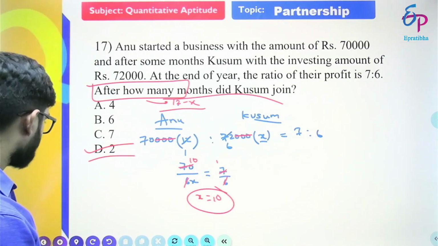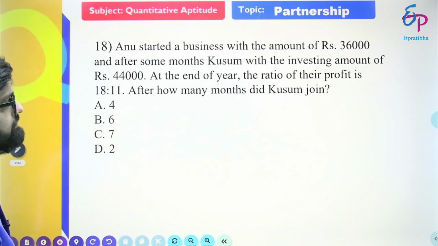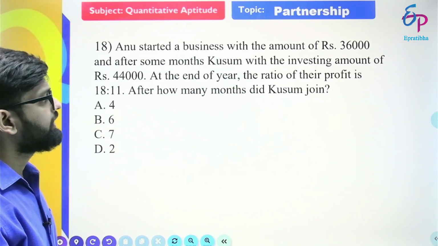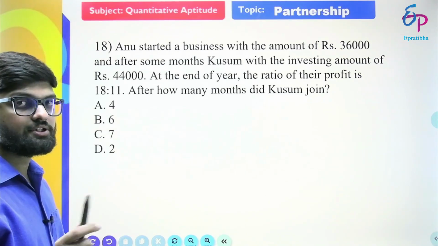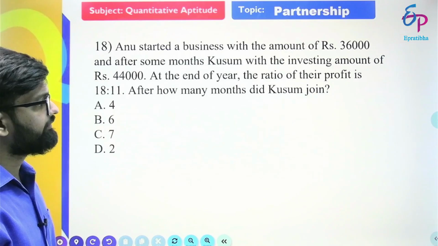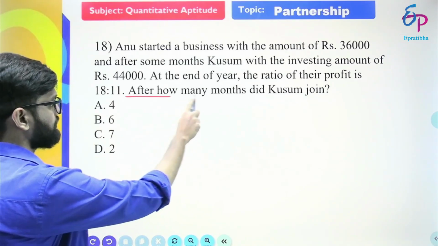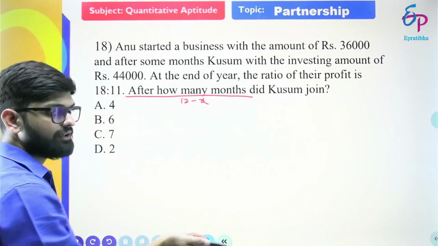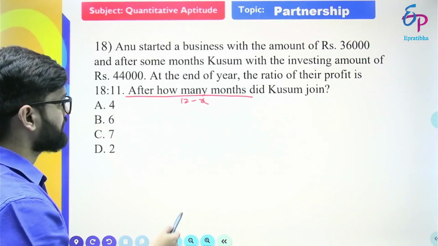Okay. Last question. Anu started a business with the amount of 36,000 and after some months Kusum joined with an investing amount of rupees 44,000. At the end of the year, the ratio between the profits is 18:11. After how many months? Again you have to go for 12 minus x. First find out x value and do 12 minus x. That's it.